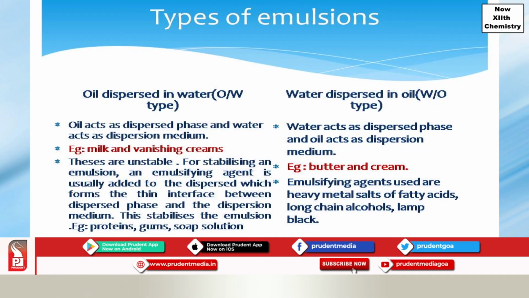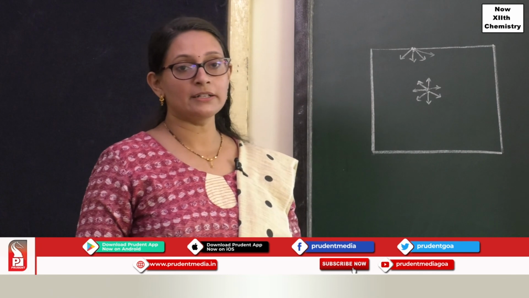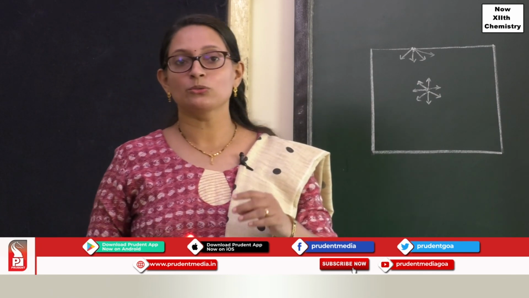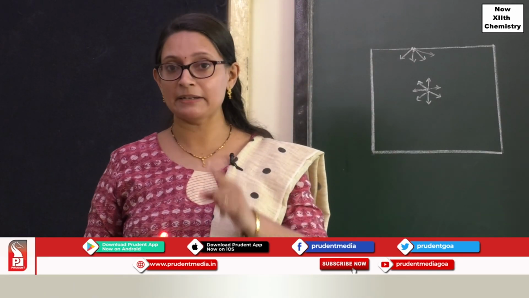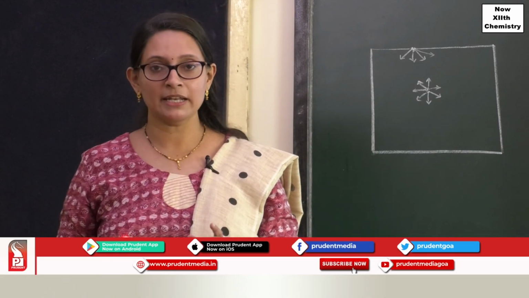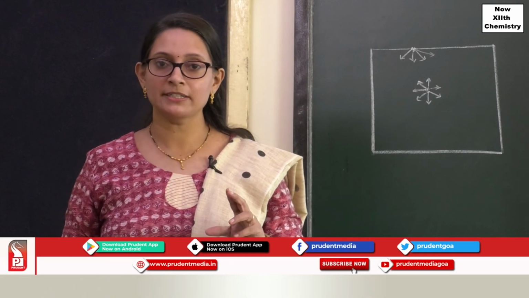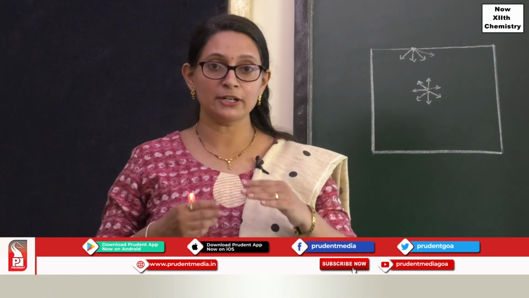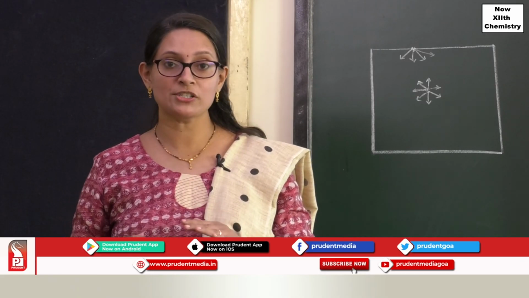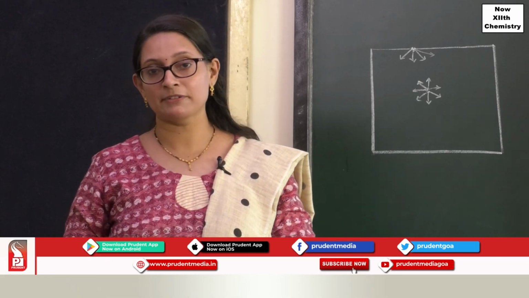Both these types of emulsions are usually unstable. I will give you a simple example. You take water and oil and mix it, you will find turbidity for some time, isn't it? That turbidity which you get is nothing but an emulsion. But if you keep it standing over a period of time, you will find that the two layers of oil and water separate. That means the emulsions are not stable; the two phases get separated after some time.